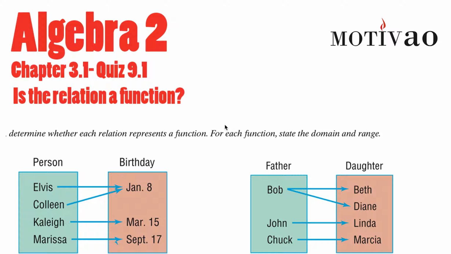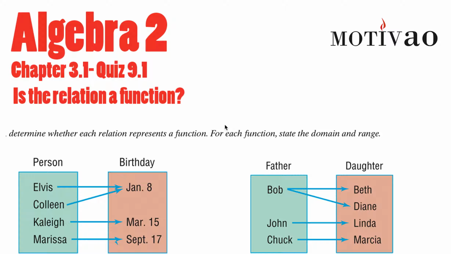In this video, we're going to determine whether each relation represents a function, and for each function, state the domain and range. Now, the second part, where it says for each function, state the domain and range, doesn't mean that relations don't have a domain and range. You can always find the domain and range of any relation. Okay? So now, what makes a relation a function?